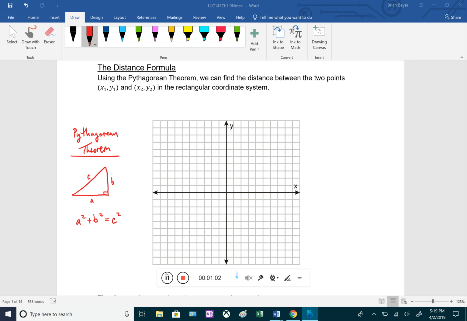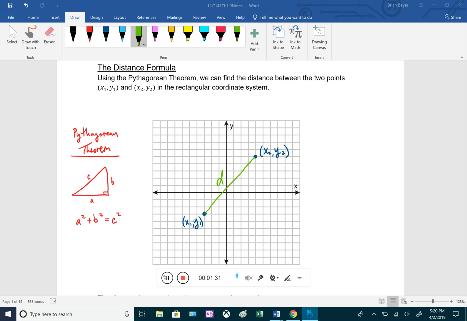So let's use that idea here and take a look at 2 points on the rectangular coordinate system. So we have x1, y1, and then we have x2, y2. They can be anywhere in the rectangular coordinate system. I just kind of plopped them right there. And let's say we want to find this distance d between them. So we want to find that straight line, the length of that line that connects them.